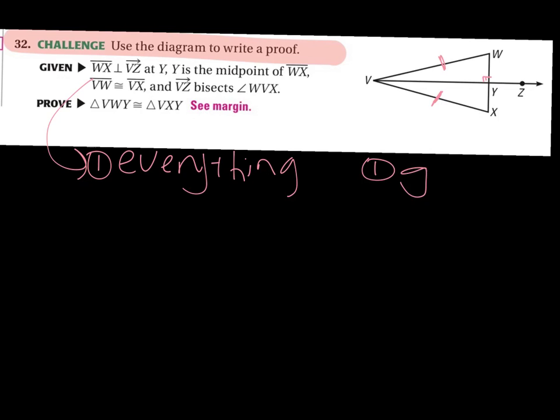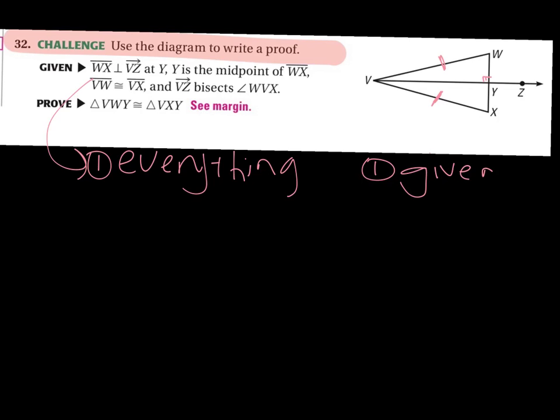So it says that WX is perpendicular to VZ at point Y, and Y is the midpoint of WX. And then it says VW, which is this side here, is congruent to VX, and ray VZ bisects angle WVX. And the other thing is a right angle here that I can mark. All right, so give me information based on this. Let's just say we're going to state the given all at once to get it out of the way. Okay, everything that's given. Okay, and we're going to say that the reason is given.